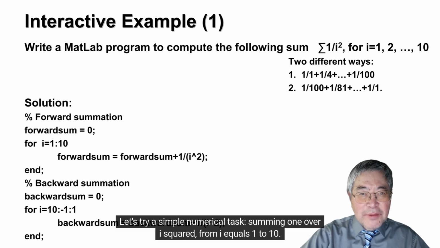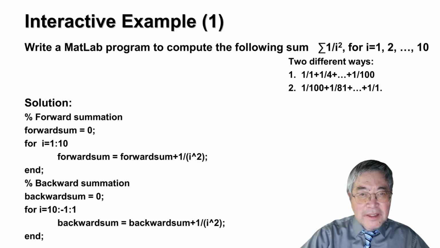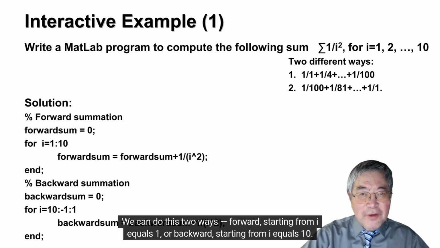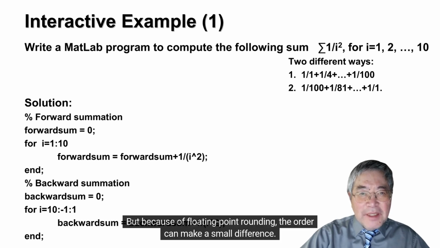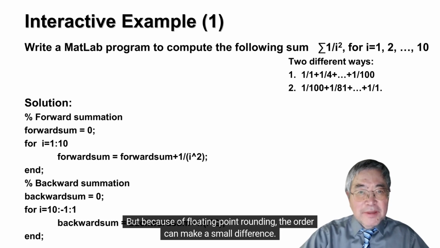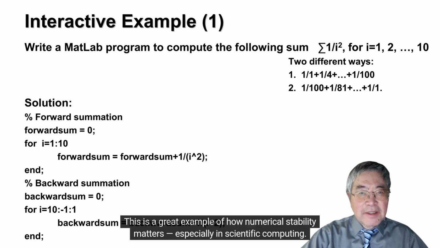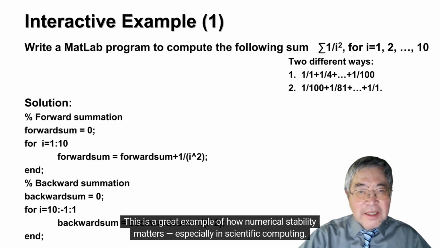Let's try a simple numerical task, summing 1 over i squared from i equals 1 to 10. We can do this two ways: forward, starting from i equals 1, or backward, starting from i equals 10. The code is nearly identical, just with the loop going in reverse. Now, in theory, both results should be the same. But because of floating point rounding, the order can make a small difference. This is a great example of how numerical stability matters, especially in scientific computing.